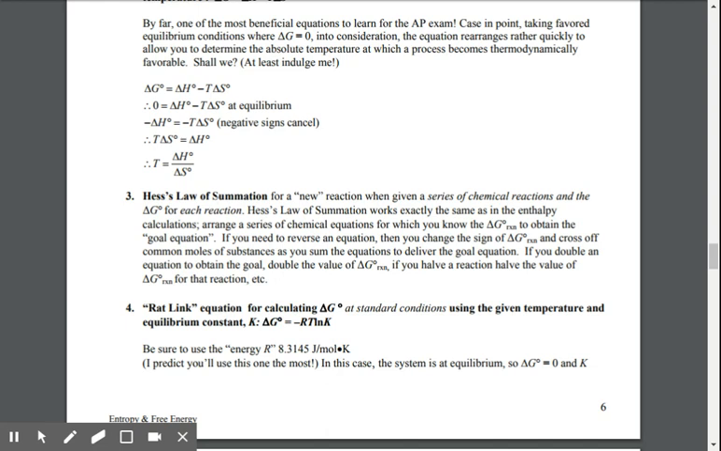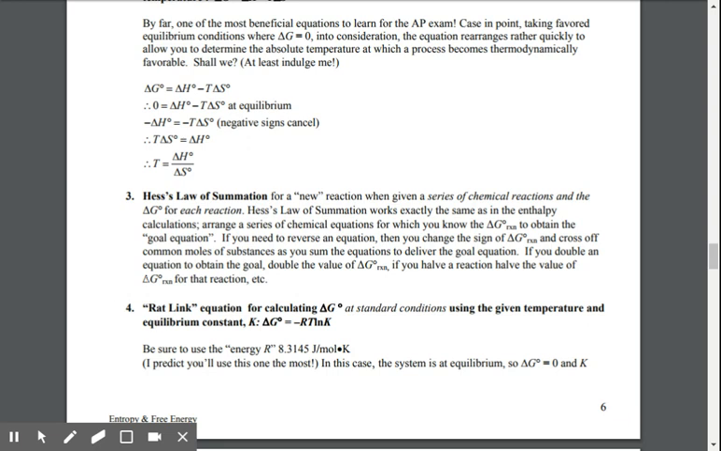If you remember, Hess's law of summation is where we have the goal equation and multiple equations with multiple delta G values, and it's basically like a puzzle. We're trying to manipulate those equations to make your goal equation. Whatever I do to the equation, I also have to do to delta G.